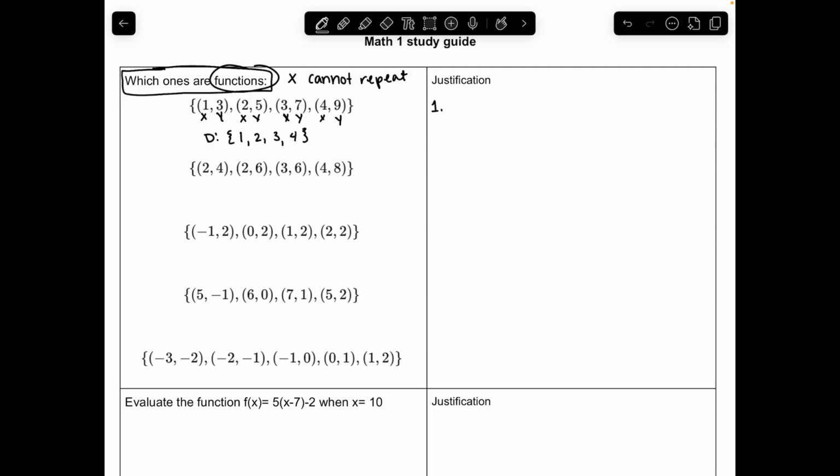No repetition, so this first one, no X value repeats, so it's a domain. Oh, sorry, it's a function. Big F word. It's a function. Okay, so I expect this type of explanation from you guys. All right, so I'll let you guys do the rest.